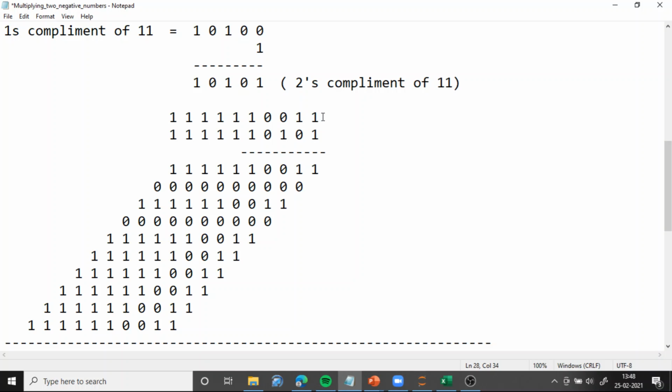When you multiply 1 with this, you will get the same thing, whatever the multiplicand is. Again when you multiply with 0, you will get 0, shifted to the left. Again when you multiply with 1, you will get the multiplicand shifted to the left. Again when you multiply with 0, you will get all zeros shifted to the left. Again when you multiply with 1, you will get the multiplicand shifted to the left. So how many ones are there? 1, 2, 3, 4, 5, 6. So 6 times you are multiplying and it is shifted to the left.